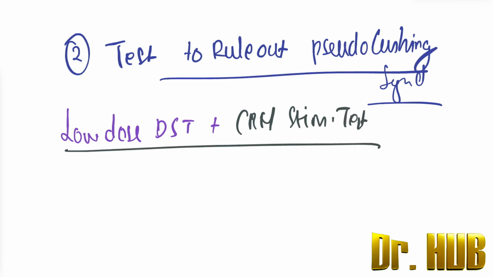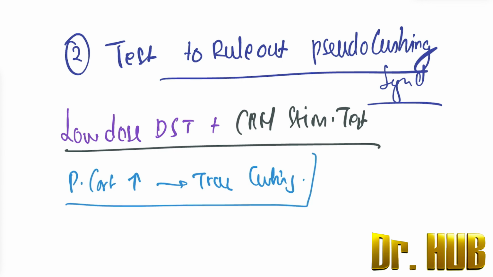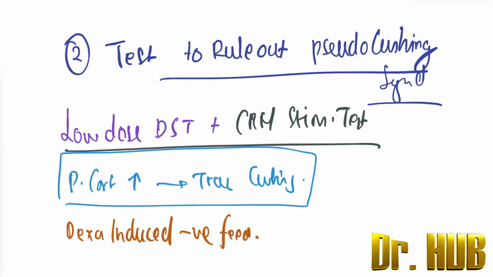So what is happening here? The plasma cortisol levels are increased in true Cushing's, but remain unaffected in pseudo Cushing's. This is a positive finding: in true Cushing's the plasma cortisol increases, in pseudo it is not affected. The dexamethasone-induced negative feedback is overcome by the CRH in true Cushing's.